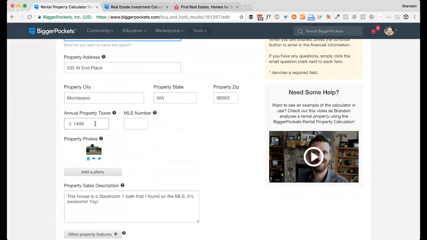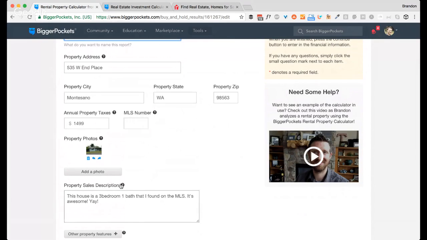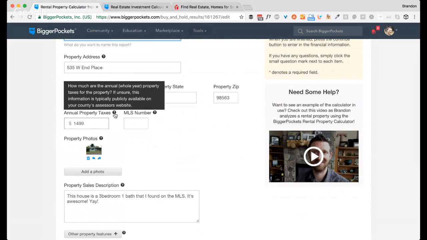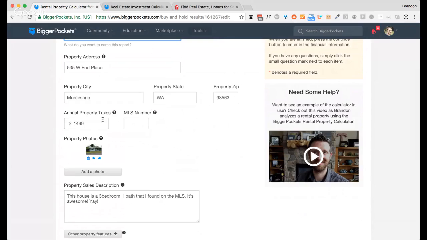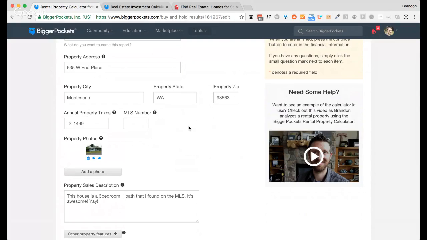To help you power through that stuff, to help you learn how to analyze a deal, we put these little question marks. Check this out. Hover over the question mark, and it teaches you every step of the process. For example, hover over the annual property taxes, and it says, how much are the annual, whole year property taxes of the property? If unsure, this information is typically publicly available on your county assessor's website. Oh, cool. So I'm going to go to my county assessor's website and figure it out. On this property, I figured out it's about $1,500 a year.